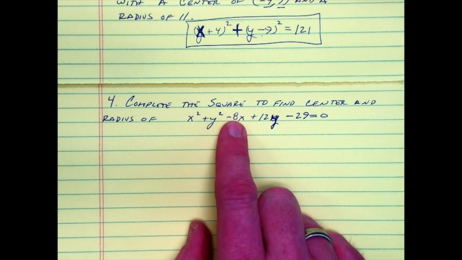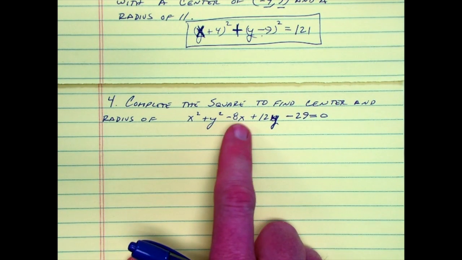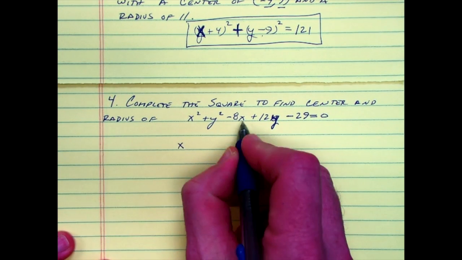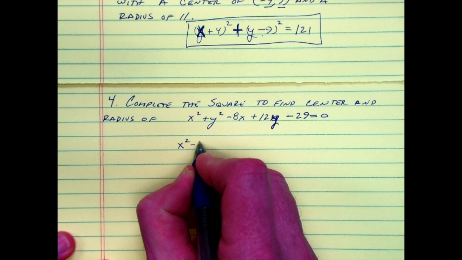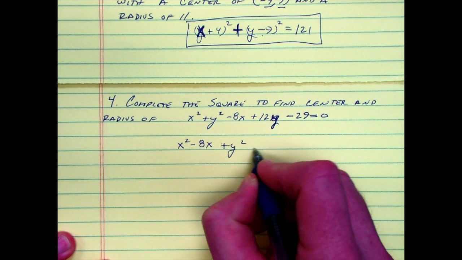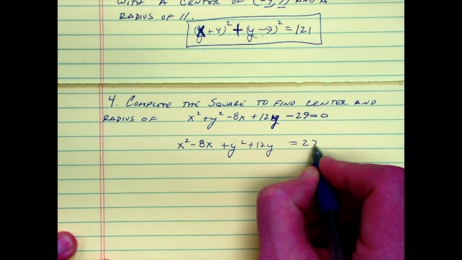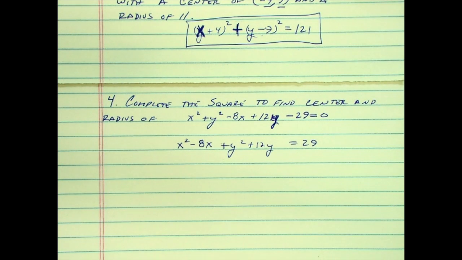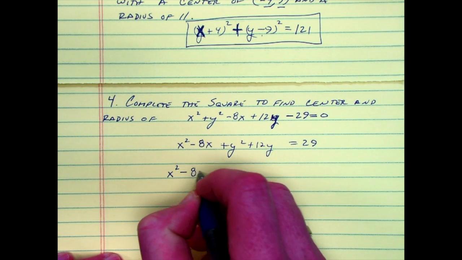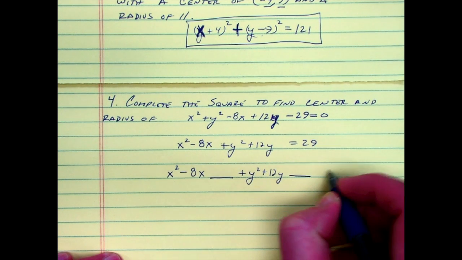Okay? All right, the last one is the tricky one we did towards the end, and that is completing the square to find the center and the radius. So we need to regroup the like things and move the constant. So probably going to do this in more than one step. So I'm going to rewrite it as x squared minus 8x plus y squared plus 12y is equal to 29, and I move the constant over. Okay, I'm going to create some space so I can complete the square. So it's x squared minus 8x blank plus y squared plus 12y blank is equal to 29.